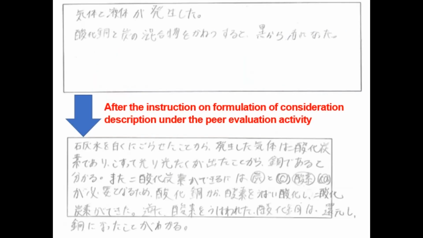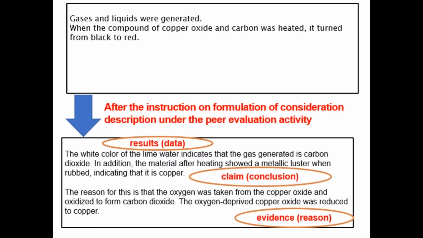Here is the consideration description that the student wrote after the instruction on formulation of consideration description under the peer evaluation activity. The student described it as: the white color of the lime water indicates that the gas generated is carbon dioxide. In addition, the material after heating showed a metallic luster when rubbed, indicating that it is copper. The reason for this is that the oxygen was taken from the copper oxide and oxidized to form carbon dioxide. The oxygen-deprived copper oxide was reduced to copper.